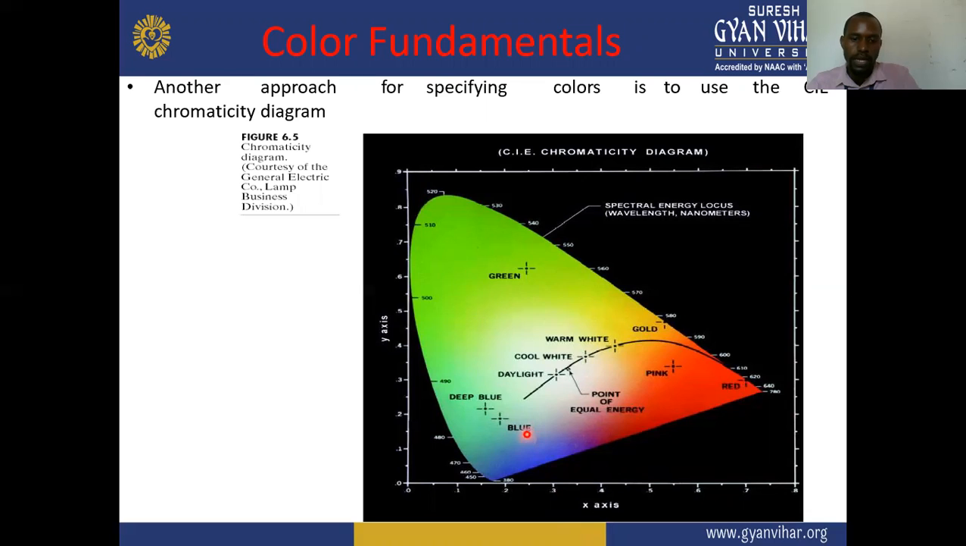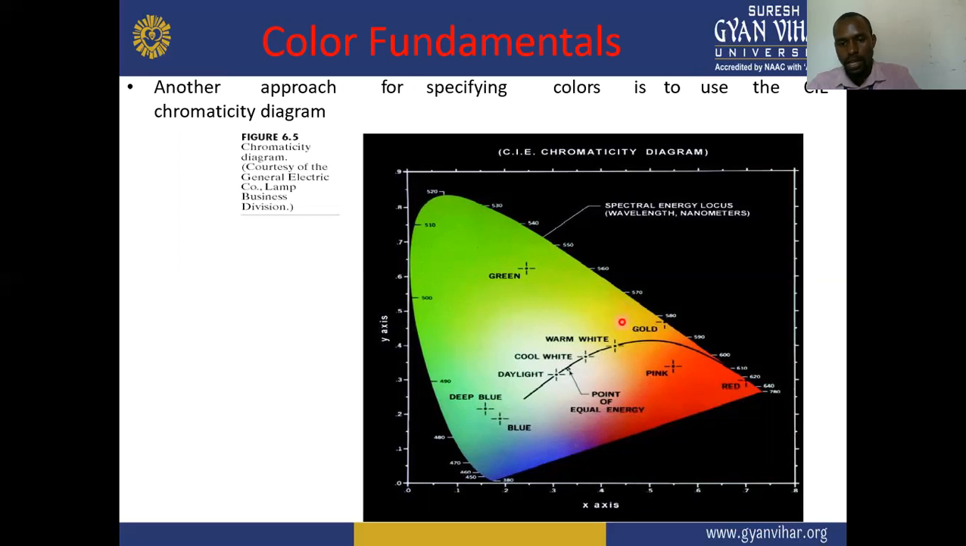Then blue, as the absorption increases, it rises up to deep blue. Now, where we have green, as the absorption increases, we go on to have a deep green. Now, as we move further in the size of the wavelength, we move up to yellow and then gold. So this is due to the interaction of yellow as well as green color.